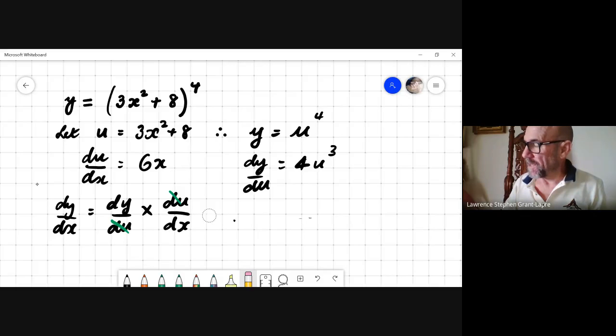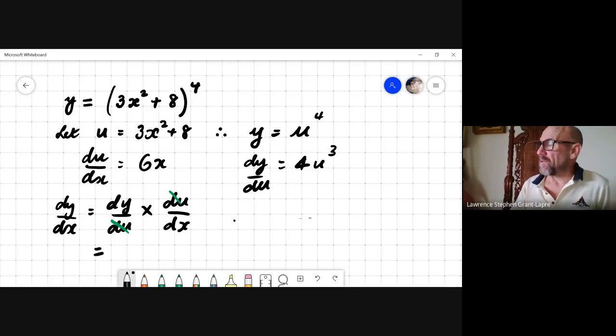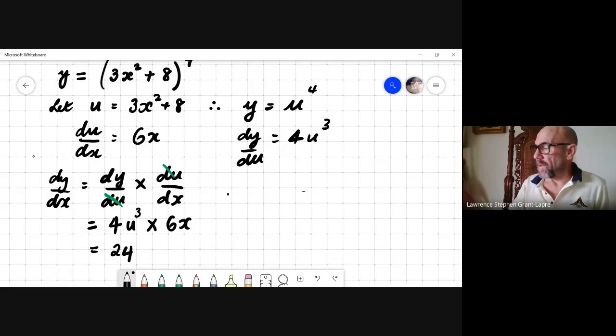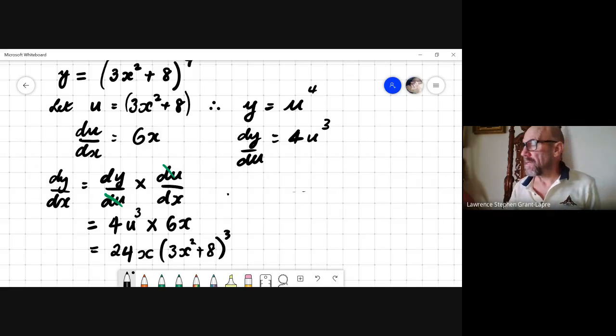I'm going to place this underneath. And so dy du is 4u cubed. So I'm going to put 4u cubed underneath dy du. Du dx is 6x. So you see that is equal to 24x u cubed. Now remember, u is 3x squared plus 8. And there is the solution.